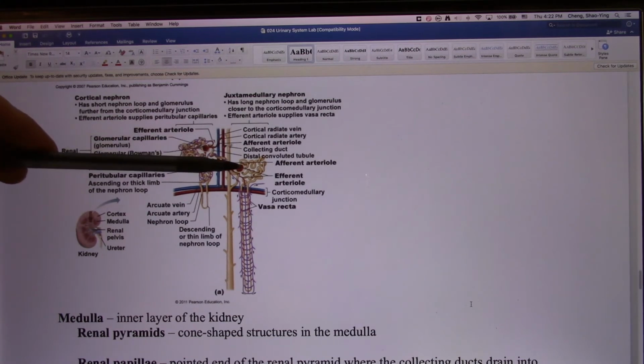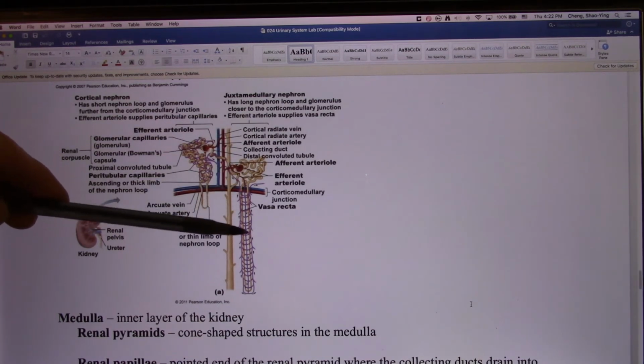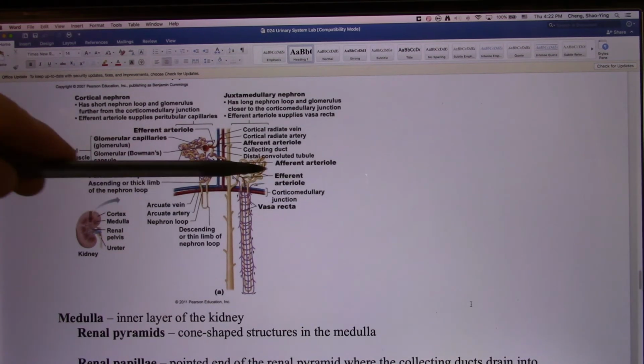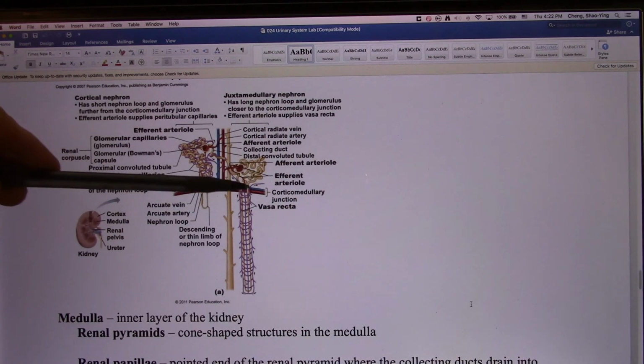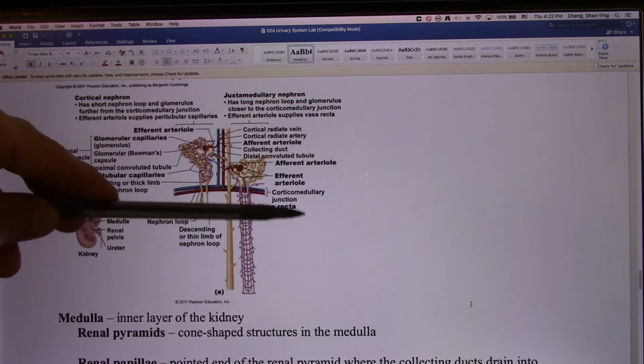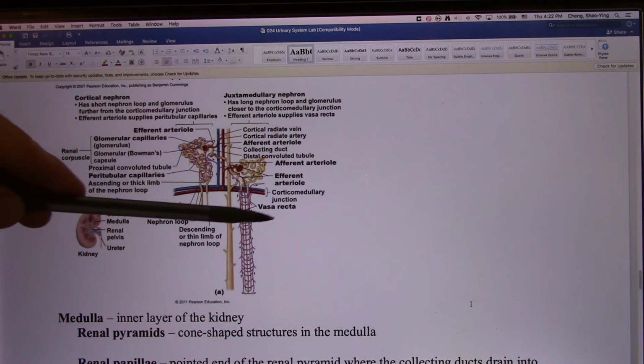Especially those peritubular capillaries that surround the loop of Henle, we call them vasa recta. Why give them a special name? Because that's the main place for reabsorption to happen. So in the loop of Henle, a lot of liquid will be taken back. So the vasa recta are those capillaries there.